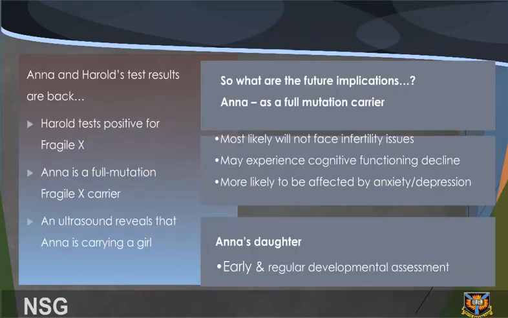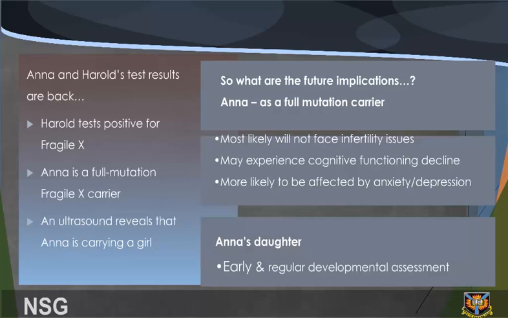Hannah and Harold's test results are back. Harold tests positive for fragile X. Hannah is a full mutation fragile X carrier. An ultrasound reveals that Hannah is carrying a girl. So, what are the future implications?